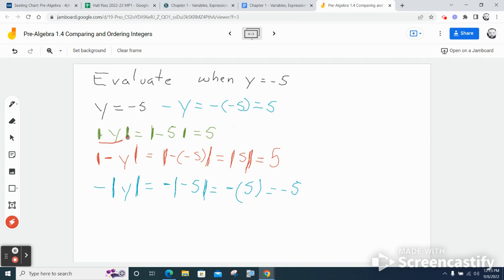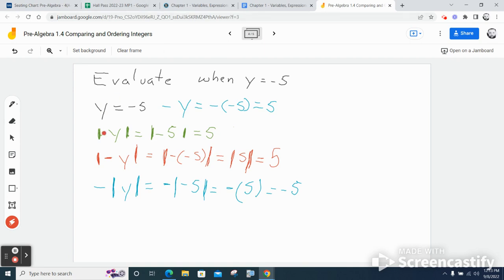For our next example, they want us to evaluate the absolute value of y. So I write some equal signs, and then I draw the absolute value brackets, but wherever there was a y, I put in -5. What is the distance from 0 for -5 on the number line? It's just 5. There's no positive or negative, it's just 5.